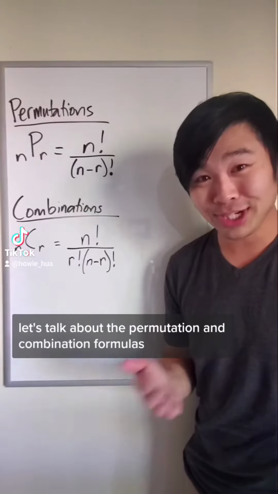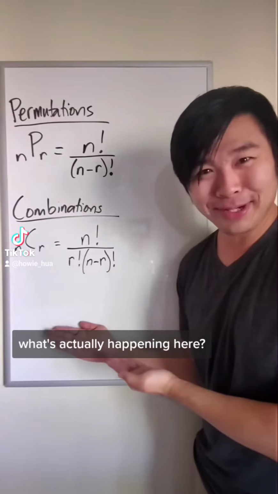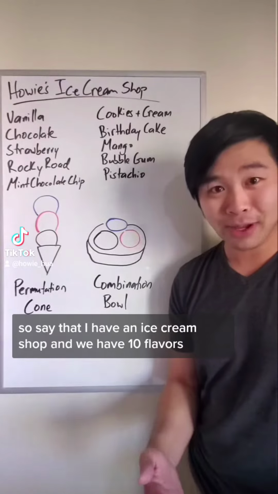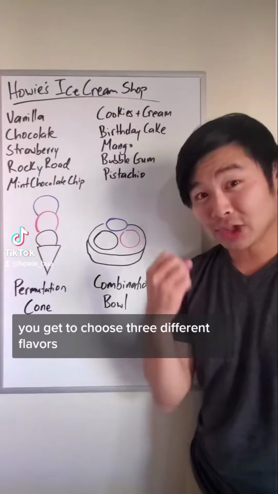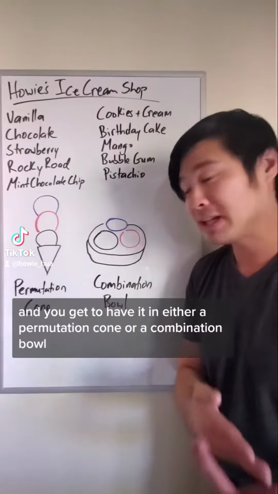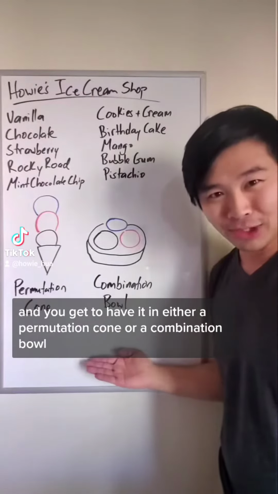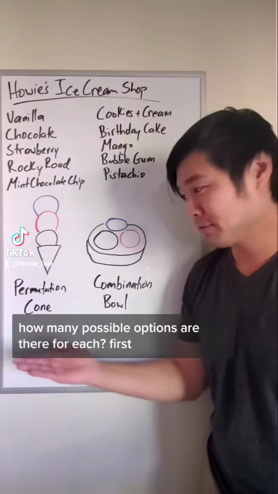Let's talk about the permutation and combination formulas. What's actually happening here? Say that I have an ice cream shop and we have 10 flavors. And today's special, you get to choose 3 different flavors and you get to have it in either a permutation cone or a combination bowl. How many possible options are there for each?